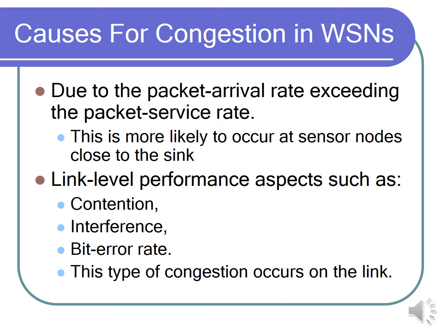What are the causes of congestion in wireless sensor networks? It is due to the packet arrival rate exceeding the packet service rate. The arrival rate will be greater than the service rate. This is more likely to occur at sensor nodes close to the sink. Link level performance aspects cause contention, interference, and bit error rate. This type of congestion occurs on the link.